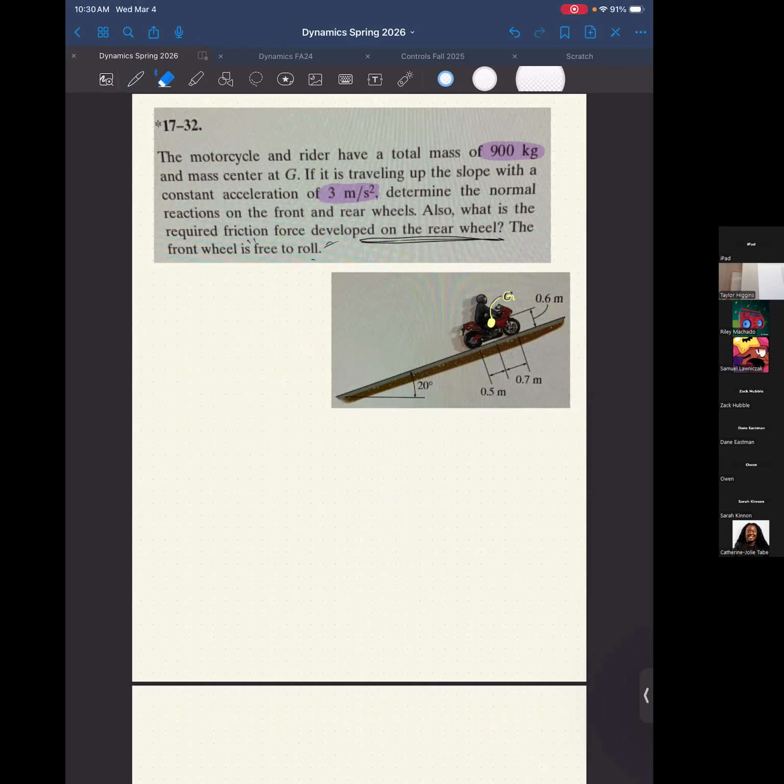Okay. So they're saying these two things for a reason. And the reason is that in your free body diagram, they want a friction force at the rear wheel and not at the front wheel. So what should I write down for my known? I think that's a good idea. I think that's a good idea as well.